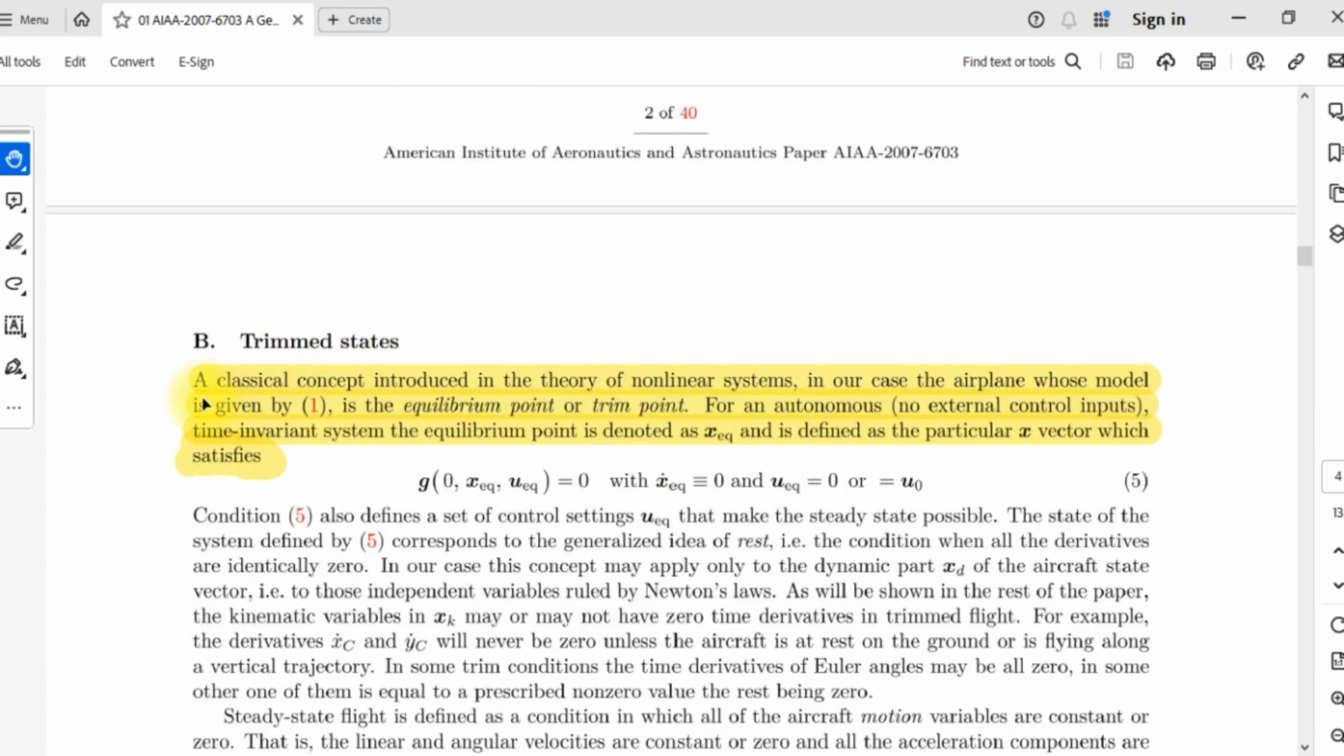Trim states are a classical concept in introducing the theory of nonlinear systems. In our case, the airplane, whose model is given, is in the equilibrium point or trim point. For an autonomous, time-invariant system with no external control inputs, the equilibrium point is denoted and is defined as the particular x vector which satisfies the equation.